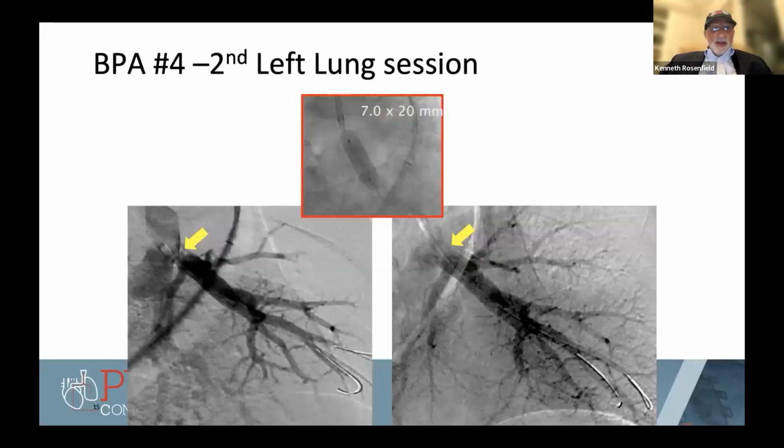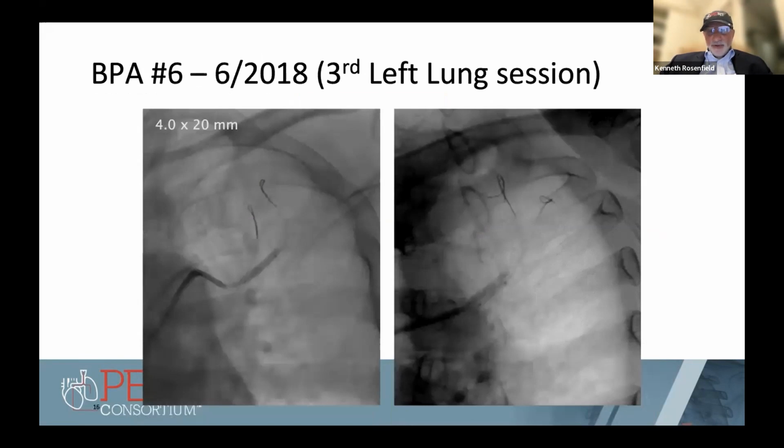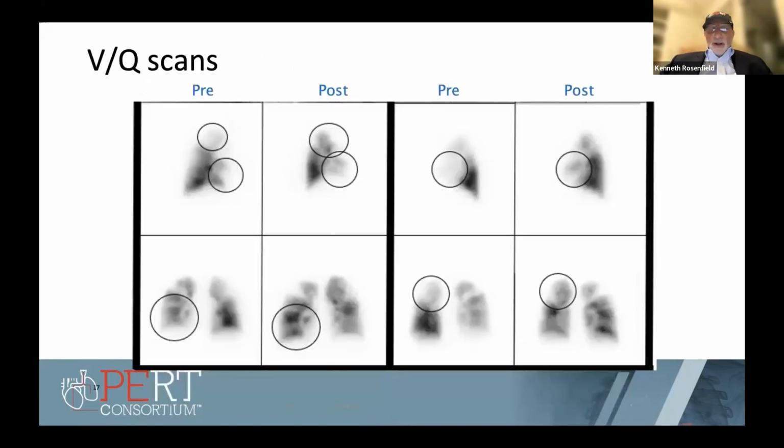And again, second session in the left lung, treated another section here. I can't remember which segment this was, but another 7-millimeter balloon, multiple balloons. I think I probably dilated, conservatively over the period of 7 sessions, I probably conservatively dilated 160 vessels, or maybe more. Individual dilatations, if you include the small branches that were associated.